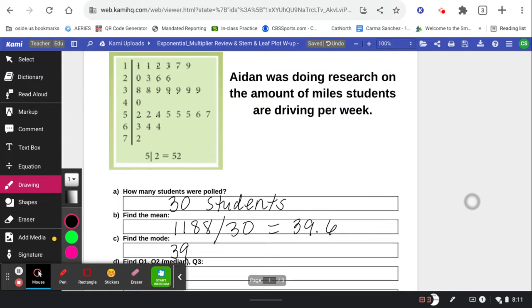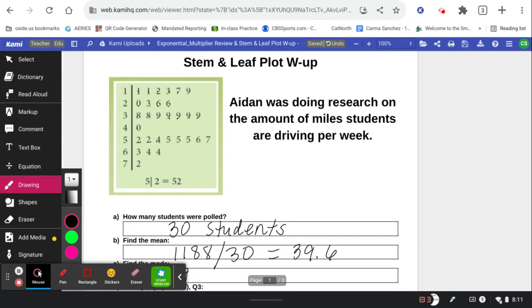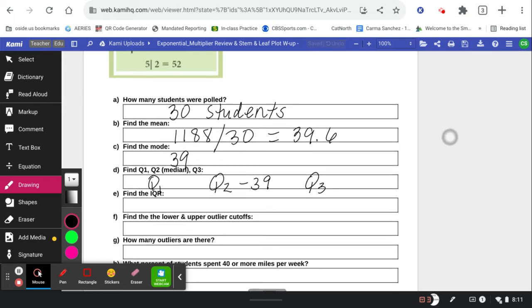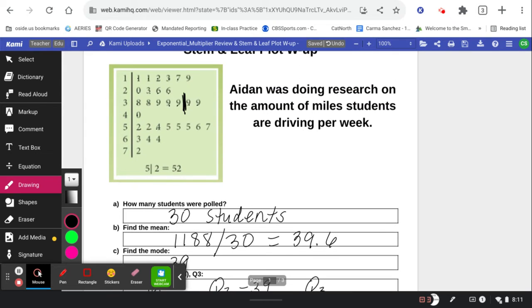Then the Q1, Q2, Q3. So if we've got 30 things, go to 15. 1, 2, 3, 4, 5, 6, 7, 8, 9, 10, 11, 12, 13, 14, 15. Right here in the middle of 39 and 39, that means our Q2 is 39. Okay, that means we're going to have 15 things on each side, so there is going to be a true middle of the first and second half.